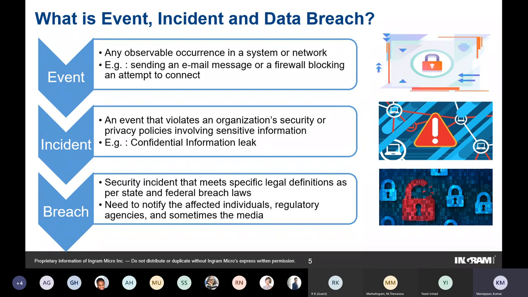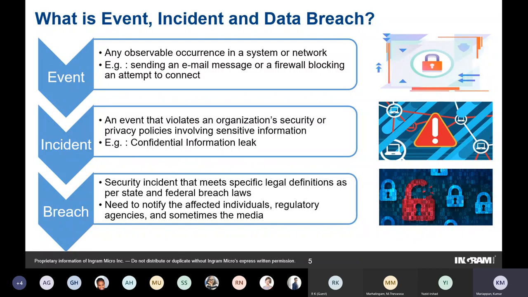And this will also involve regulatory fines and other things, and an organization has an obligation to report data breaches on time. Failing to do so, we will see that in the future slides, the organization will end up paying much more fines than they are supposed to. So this is the difference between an event, an incident, and a breach.